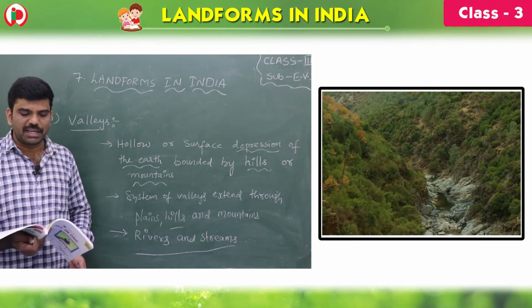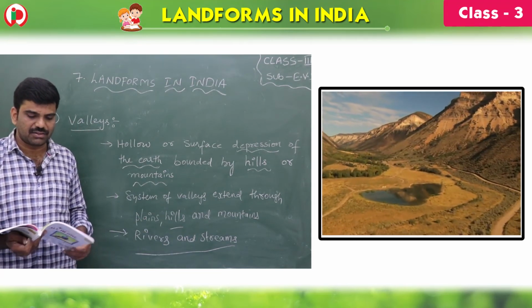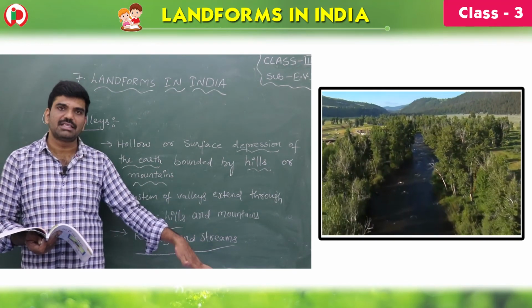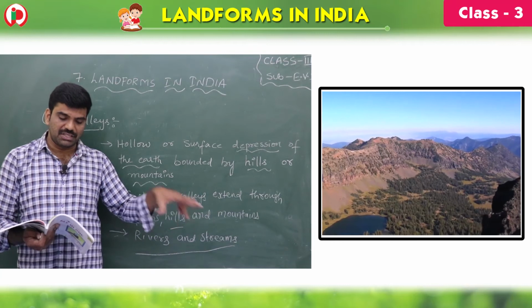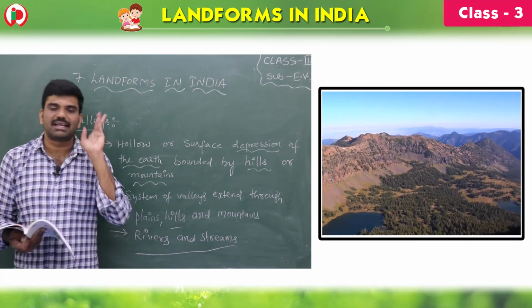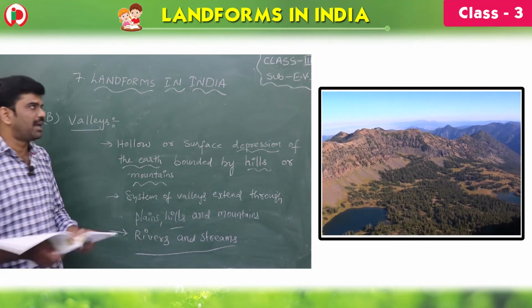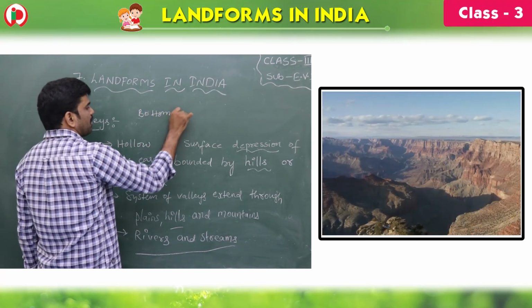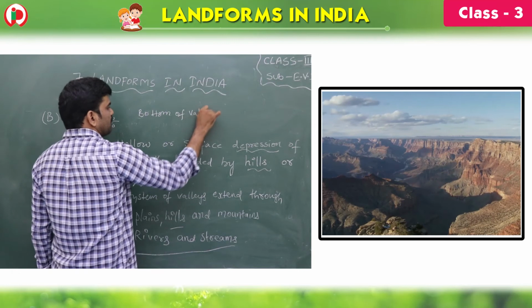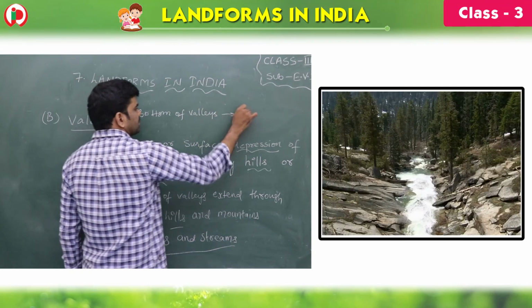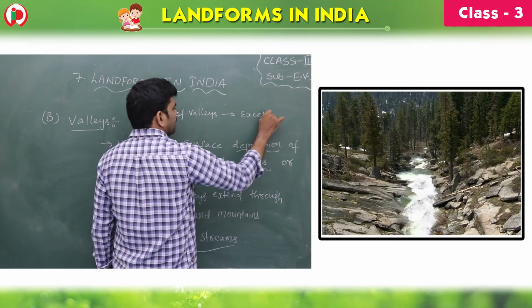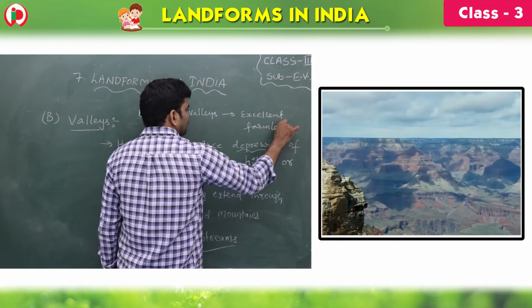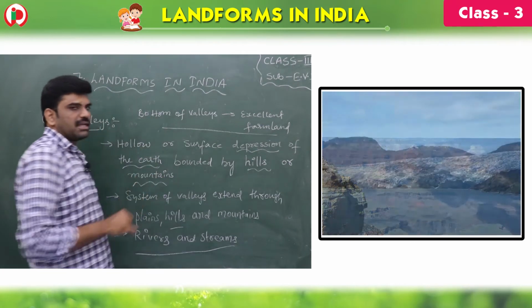At the bottom of many valleys is fertile soil, which is fit for agriculture. It's an excellent farmland. So the bottom of valleys is suitable for excellent farmland, children. You can grow anything there. The bottom of the valleys is excellent farmland.